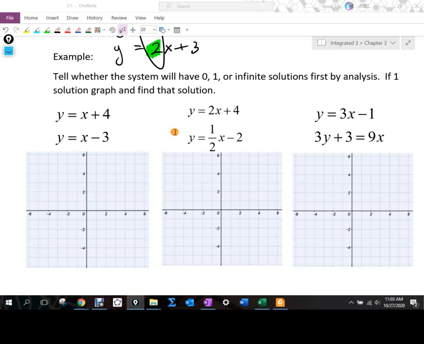This one says tell whether the system will have 0, 1, or infinite solutions first by that analysis, and then find the solutions if there is only one. Okay, so first thing I want to do is look at these two. What's the slope for this one here?